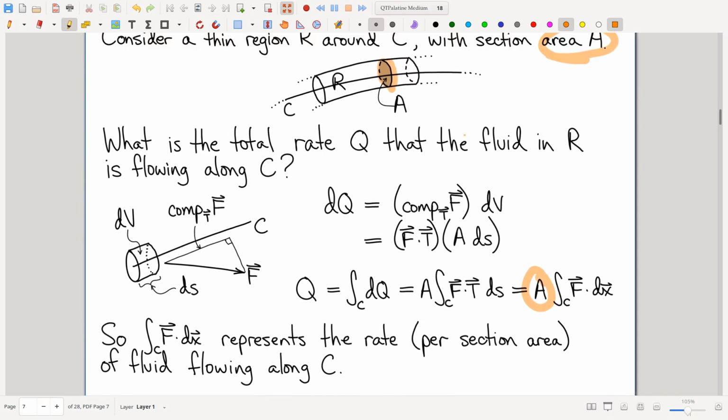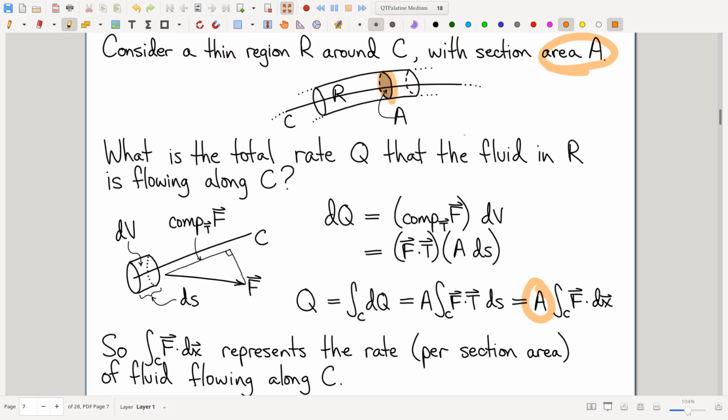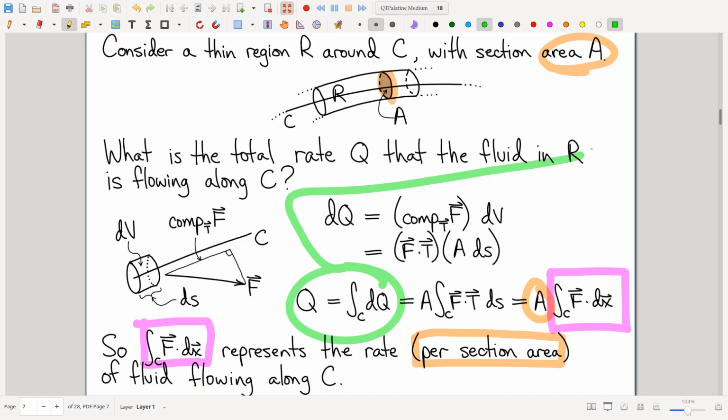I want to get that out of the statement of the question. And so we're going to rephrase the question to: per unit area, what is the rate that the fluid flows along the curve? And that makes that factor of A disappear from the calculation. So the nice punchline then is the integral that we're ultimately interested in. Keep in mind, what we're trying to figure out is what this integral represents. And what it represents is how much the fluid's flowing along the curve per unit area.